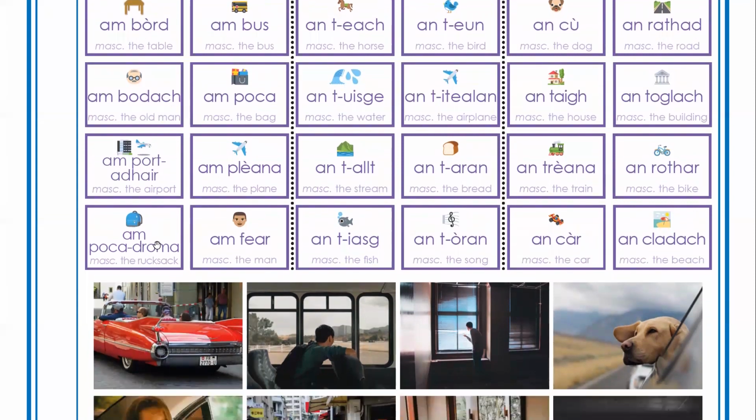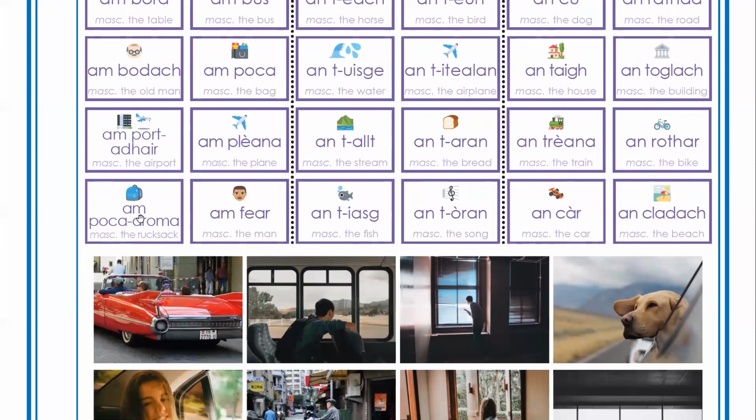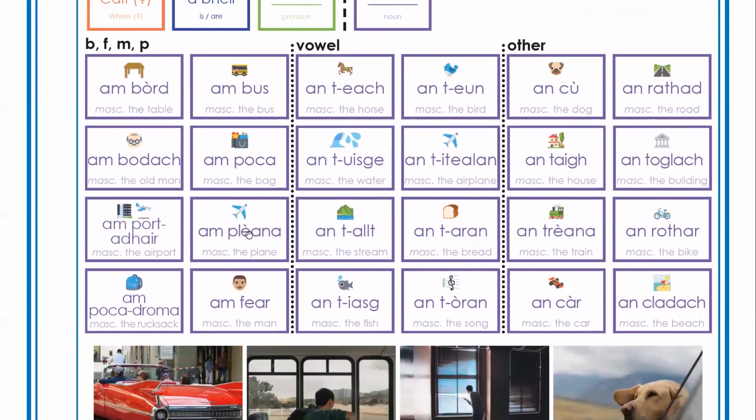And droma is the genitive case of druim, which is a back. And we see that in Scottish place names a lot. One example being Taigh an Droma. So that's droma and poca droma. And then fear, a man, am fear.